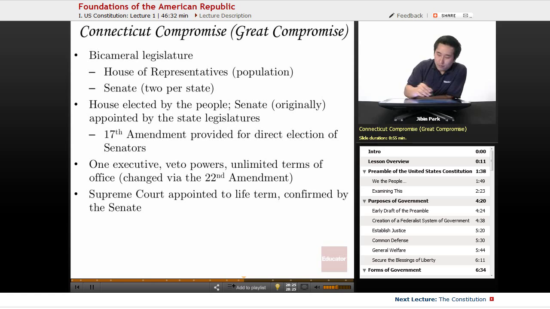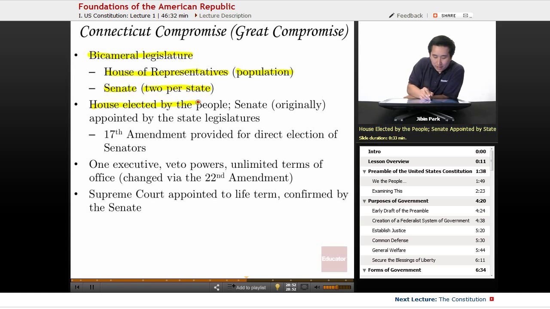So what were the elements of the Connecticut Compromise? Well, you had the bicameral legislature. You had the House of Representatives, which would be represented by population. And then you had the Senate, the upper house. Instead of one vote per state, you had 2 votes per state. So that survives. No matter how big or small the state is, each state gets 2 senators.